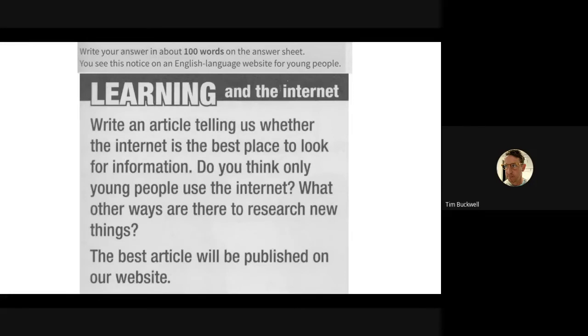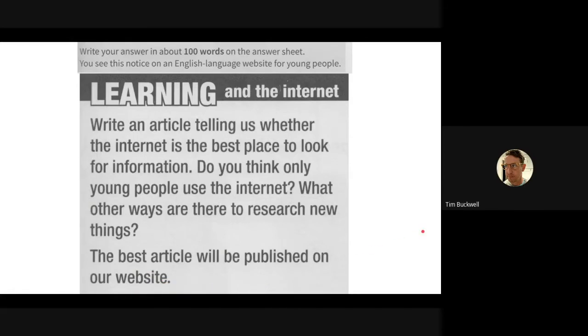This is our question, part 2. Write your answer in about 100 words on the answer sheet. You see this notice on an English language website for young people. Learning and the internet. Write an article telling us whether the internet is the best place to look for information. Do you think only young people use the internet? What other ways are there to research new things? The best article will be published on our website.